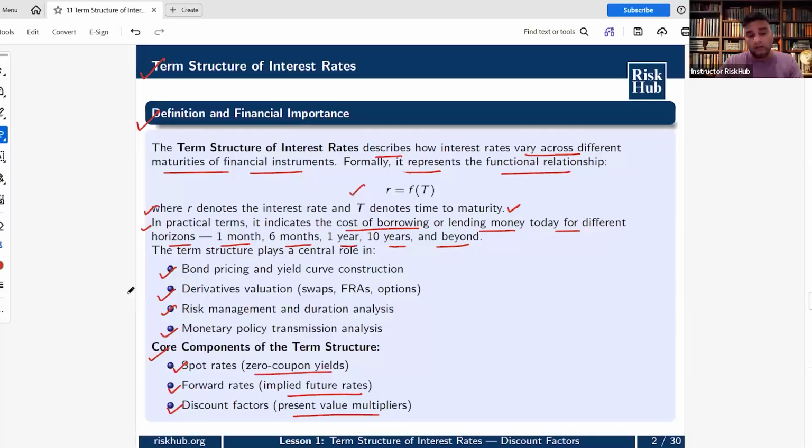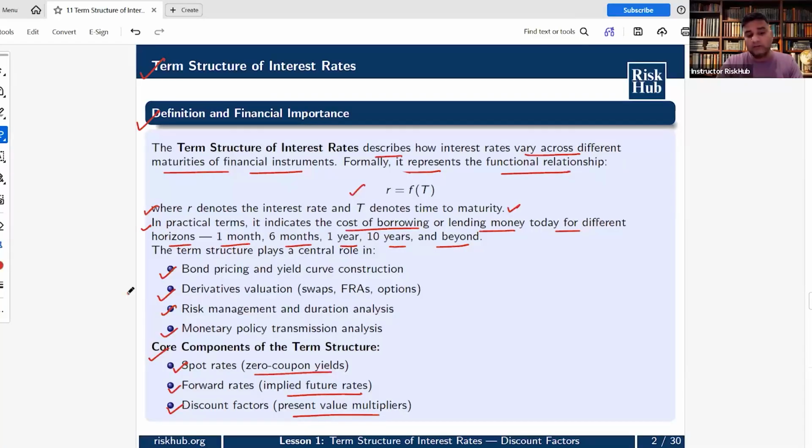So if you look at the definition, it is one formula, a list of four uses, and a list of three components. The formula is given: R is equal to F of capital T, right? R is the interest rate quoted as an annual percentage. T is the time to maturity measured in years. F is a function that assigns one rate to each maturity. The formula says the rate you get depends on how long you lend. Each maturity has its own rate. The full set of maturity-rate pairs is the term structure.